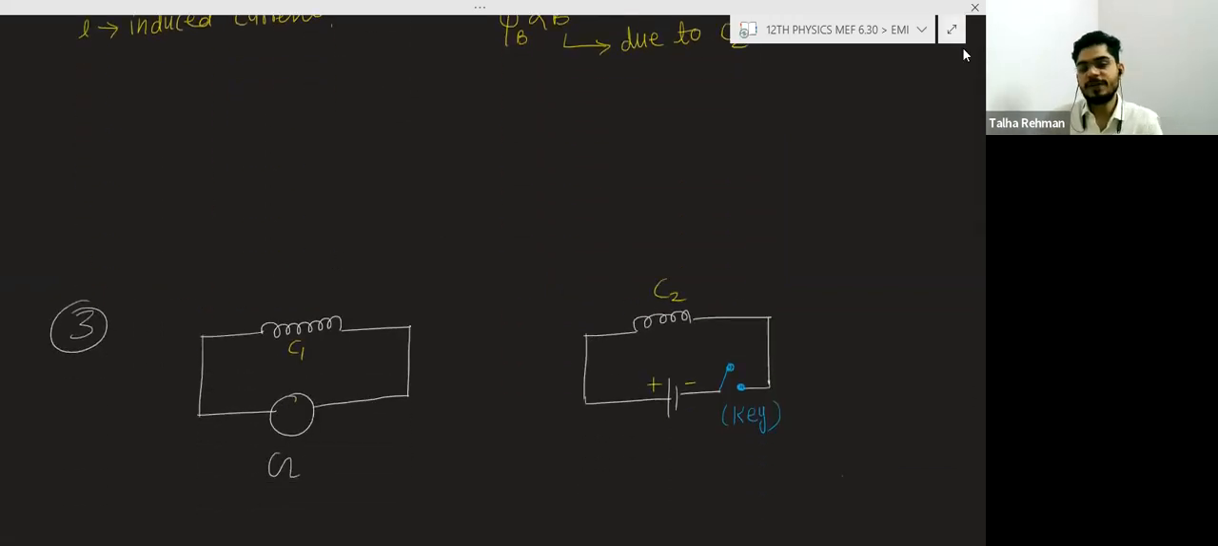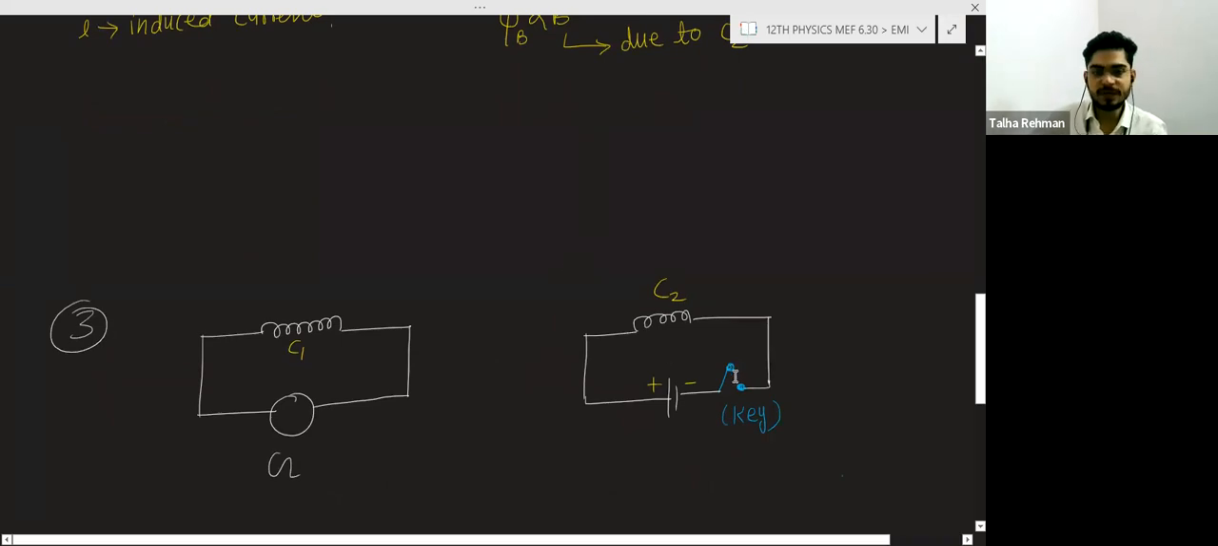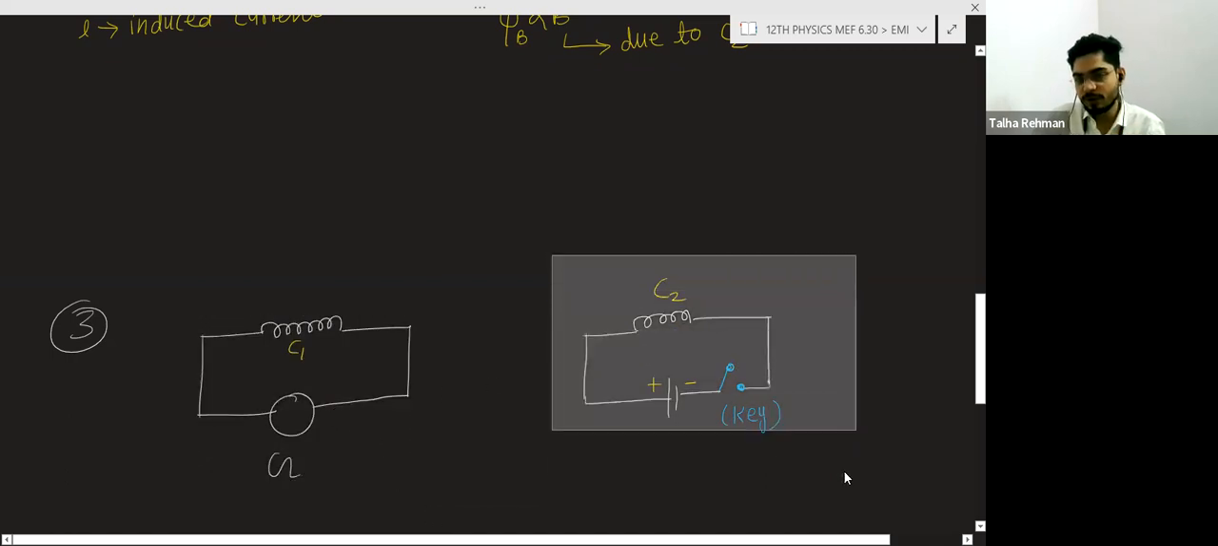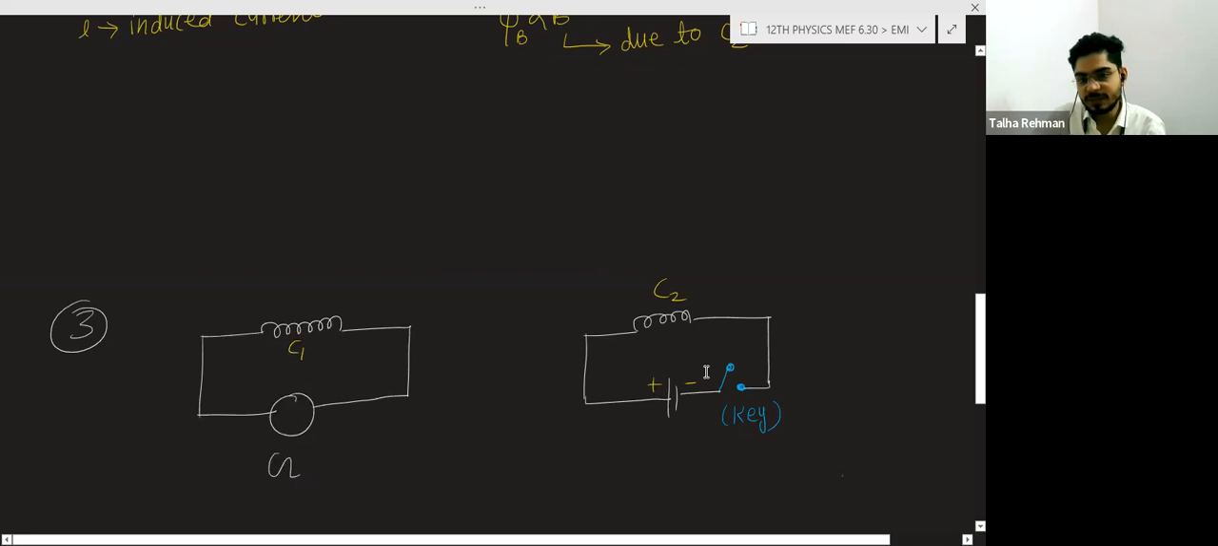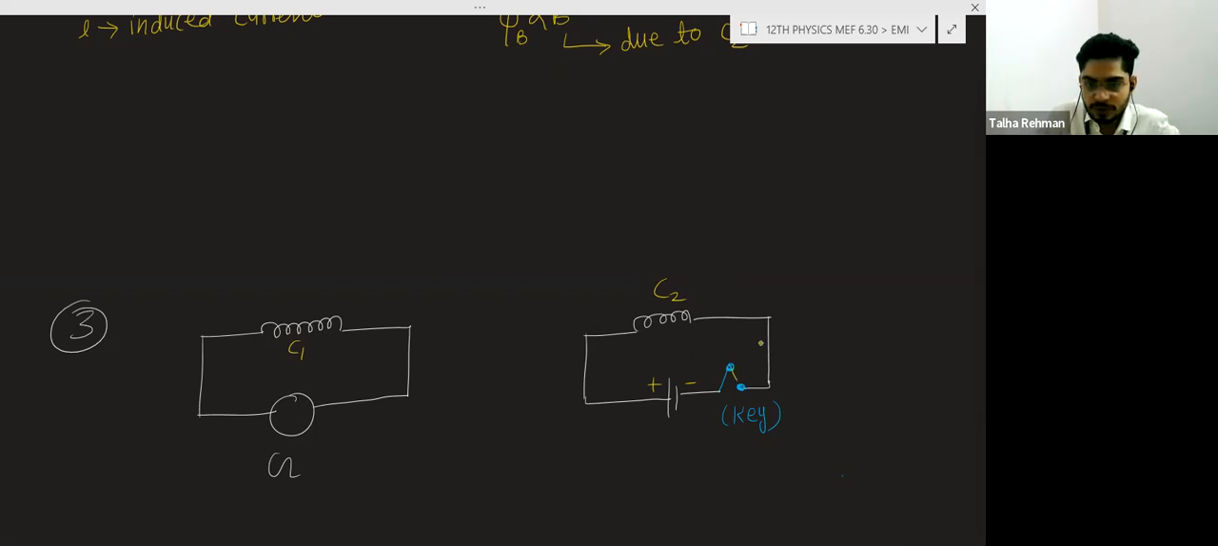Now there is one more experiment. In this experiment, there is one coil, and this coil is attached with the galvanometer, and there is another coil. This coil is attached with the battery, and there is one key. This time this key is open, which means there is no current in this coil C2. So when you close this switch, there will be some deflection in the galvanometer here. Why? Can you tell me the reason?